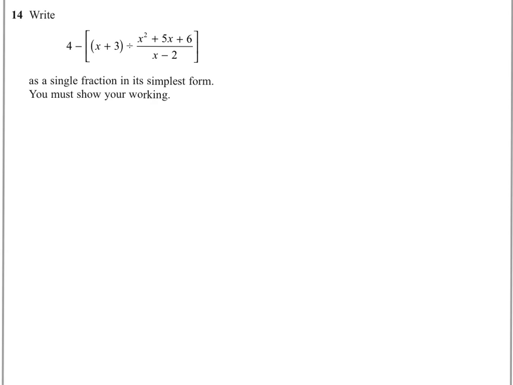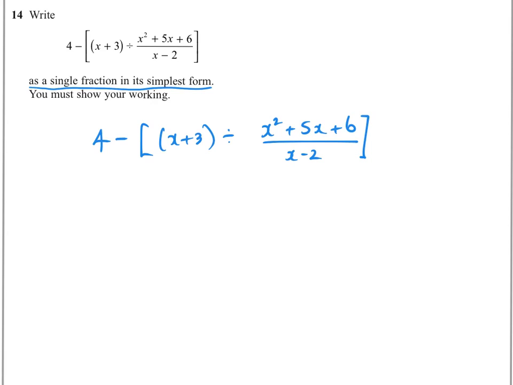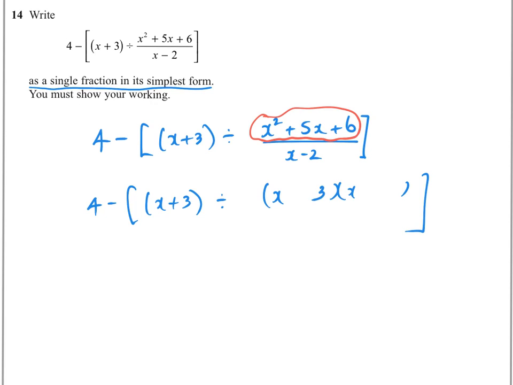Question 14. We've got a very difficult expression here, and we must write it as a single fraction in its simplest form. So let's start by writing it out. Now, the first thing that I would do is I would look at this part here and I would factorise that. So we've got x plus 3 divided by, and then we've got x, and then another x, and then we've got 3 and 2 and both plus. Because that would then give us our x squared, 2x, and 3x is the 5x, and then 3 times the 2 gives the 6.